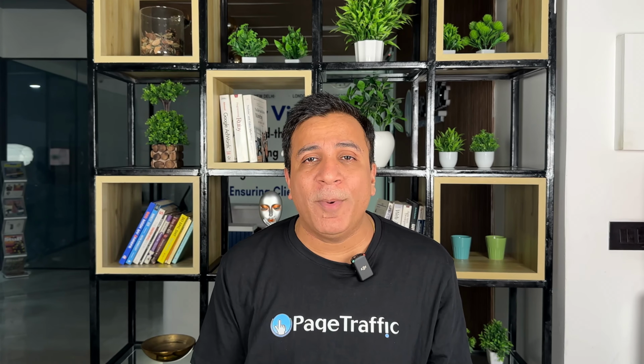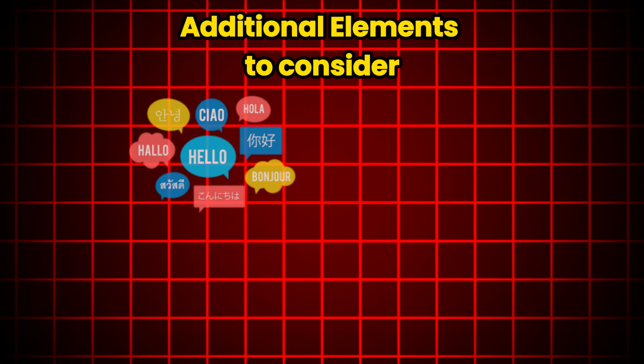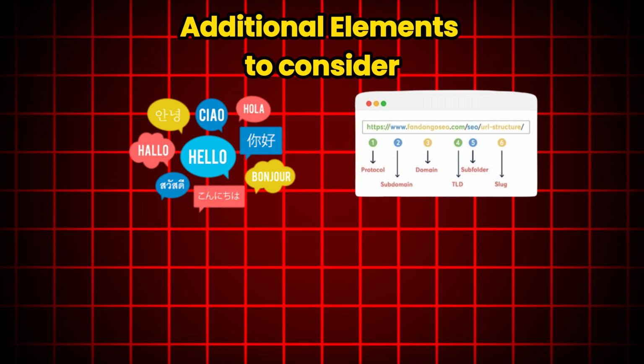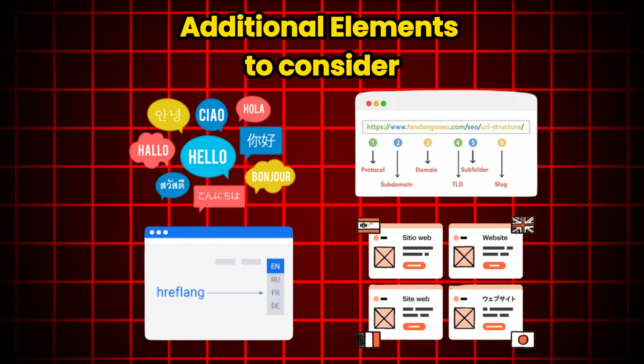Let's dive into what's involved in international SEO. Much like regular SEO, it's all about being found online in the right places at the right time for the right search terms. But there are additional elements to consider, such as language targeting, URL structure, hreflang tags, localized signals, and more. Let's start with the URL structure.